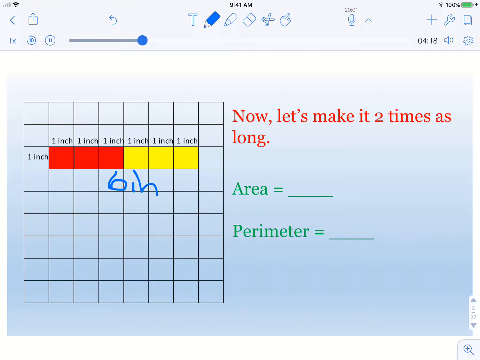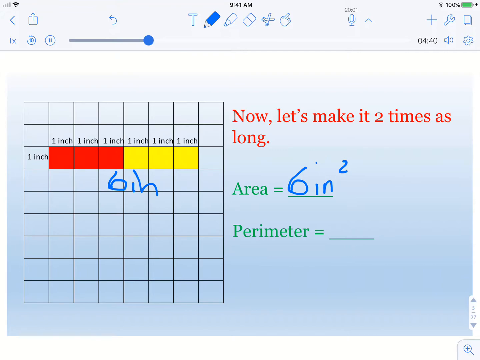So what is the area? How do I find the area again? Okay, so 6 times 1 is 6 inches squared. Don't forget to put the squared in your label.